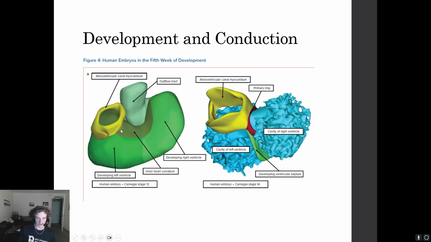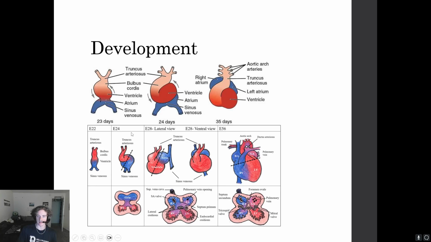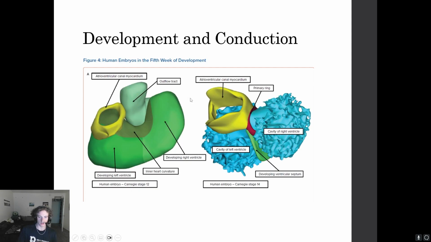What else do we see? Well, we see here, this is going to be the inner heart curvature. Going back again, that's kind of like this curvature right here. It's just where that myocardium is bending the most, the inner heart curvature.